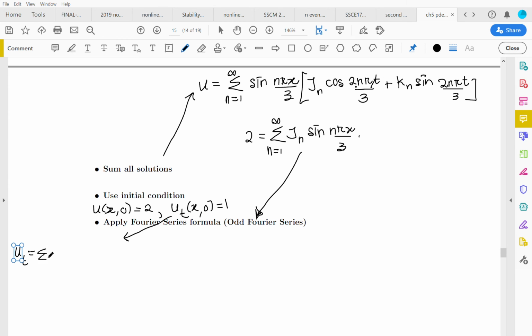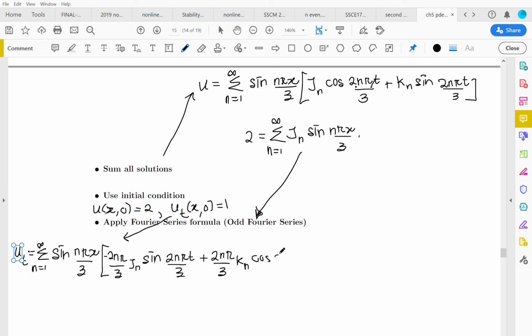So we have summation n equal 1 to infinity, sine remains, and pi x over 3. The term in the bracket contains t, so we have to differentiate. We have negative 2n pi over 3 Jn, differentiate cos is sine, 2n pi t over 3. Then differentiate sine is cos, so we have 2n pi over 3 Kn cos 2n pi t over 3.